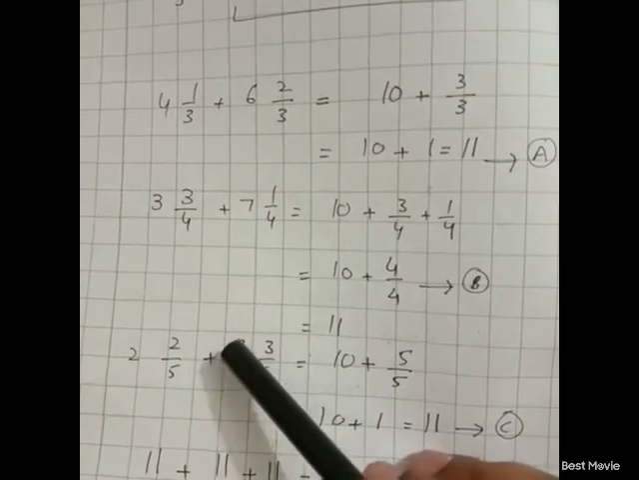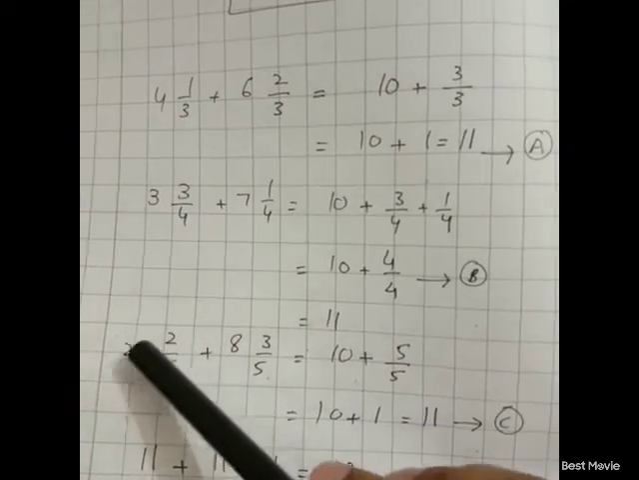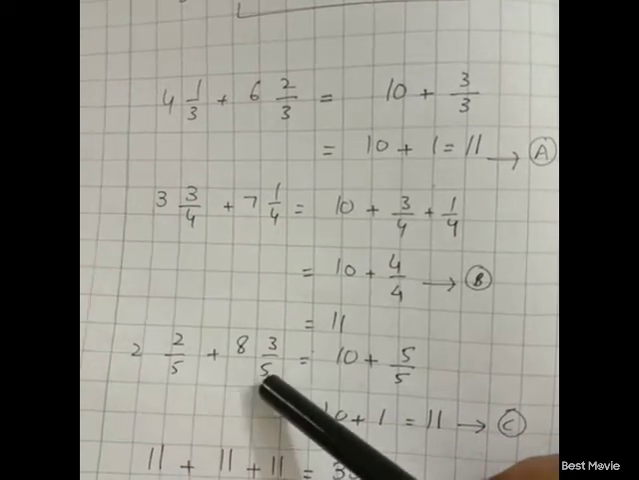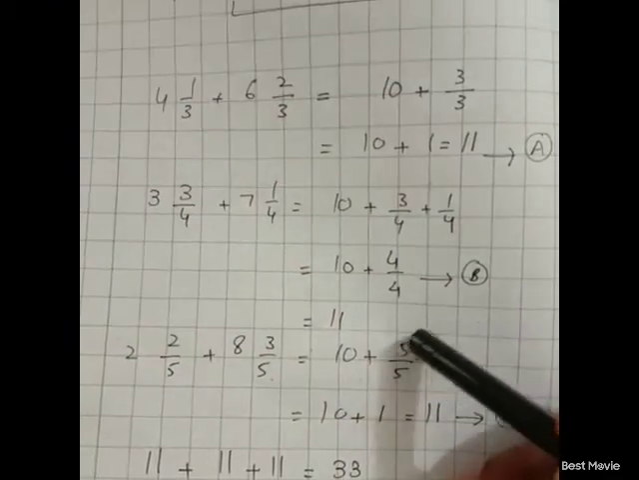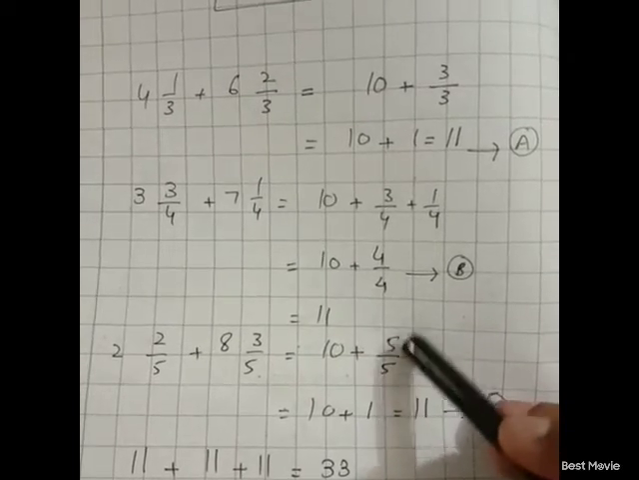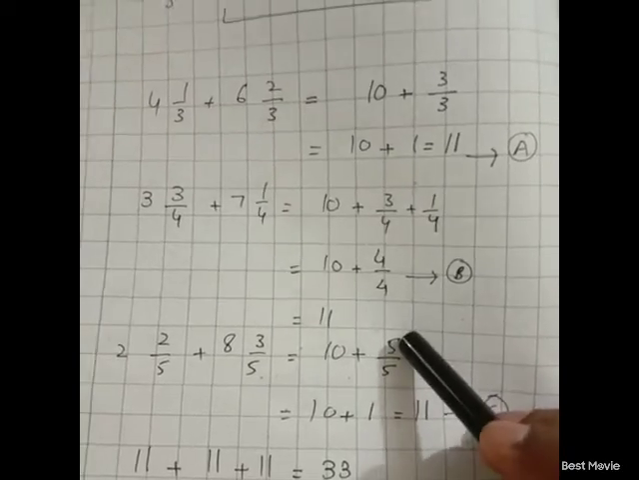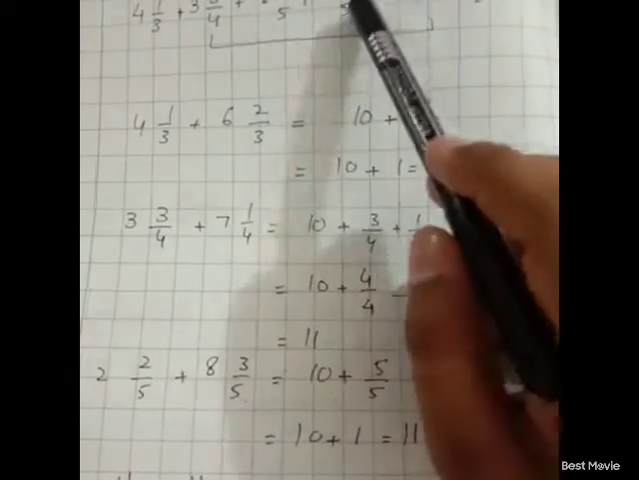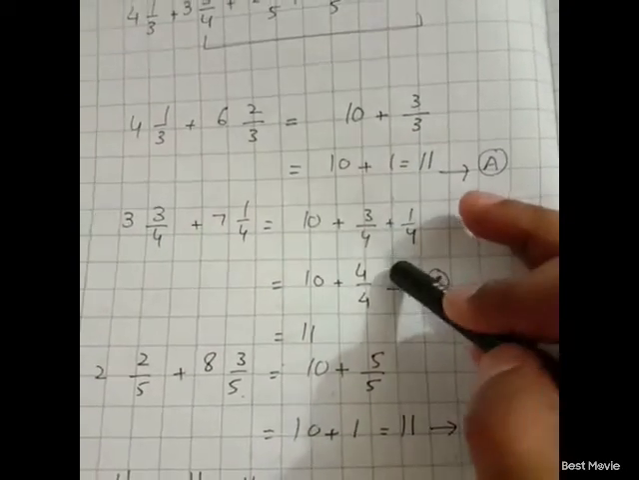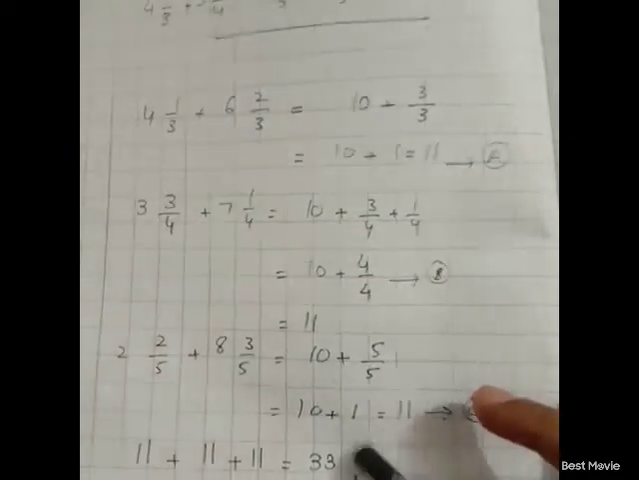2 whole 2 upon 5 plus 8 whole 3 upon 5, we will add these because the denominator is the same. First of all we will add the whole numbers. 2 plus 8 will be 10. The denominator will be 5. We will write the denominator 5 here, and the numerators 3 plus 2 will be added, and this will become 5 upon 5. 5 upon 5 will be cancelled, and there will be just 1. 1 plus 10 equals 11. So after adding the fractions, the answer is 11, 11, 11. We will add all three 11s and the final answer will be 33.